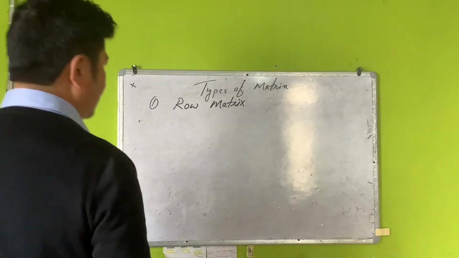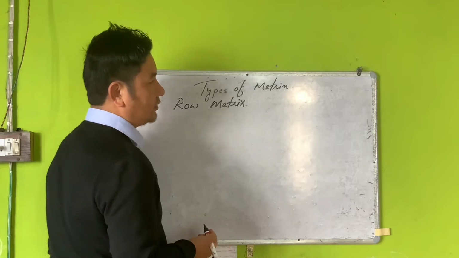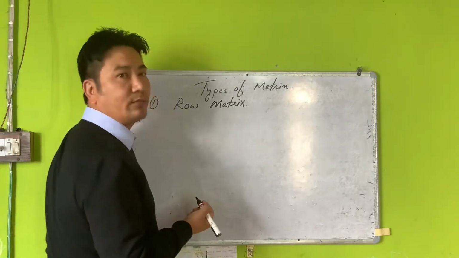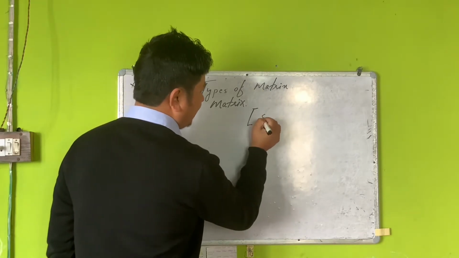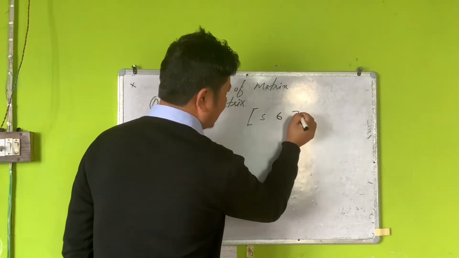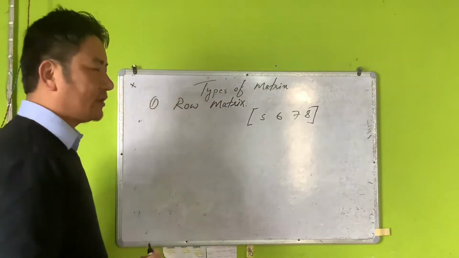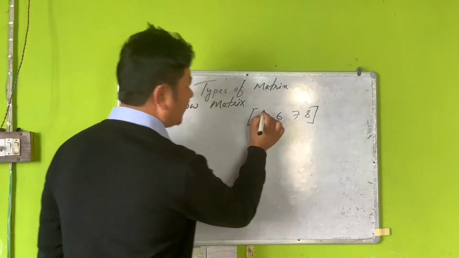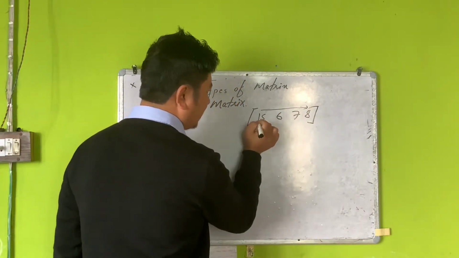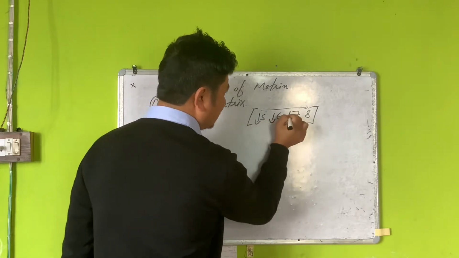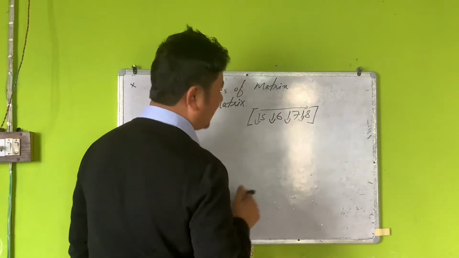Row matrix means when we are having only one row in a matrix, then that is called row matrix. Like 5, 6, 7, 8. This is an example of row matrix because we are having only one row. Although we are having 4 columns here, 1, 2, 3, 4, we are having only one row.